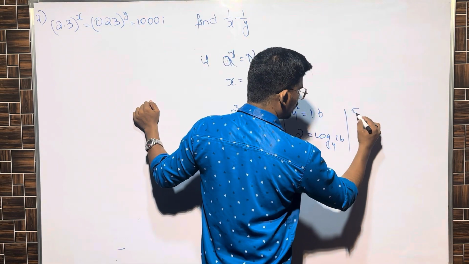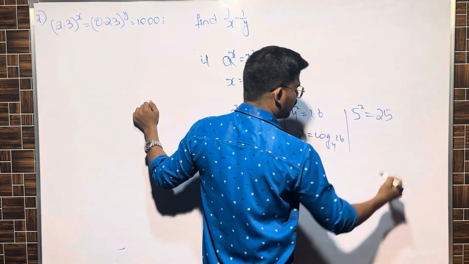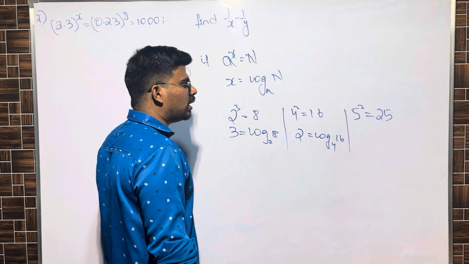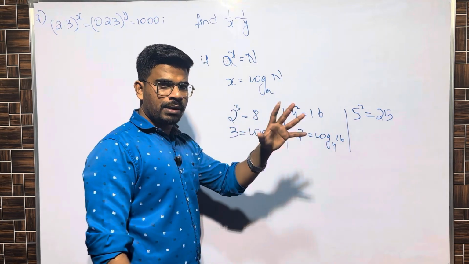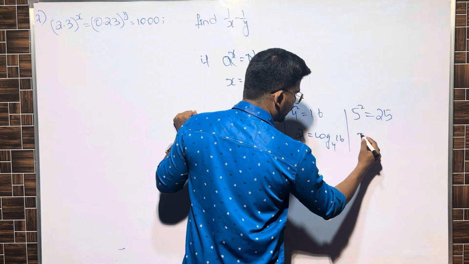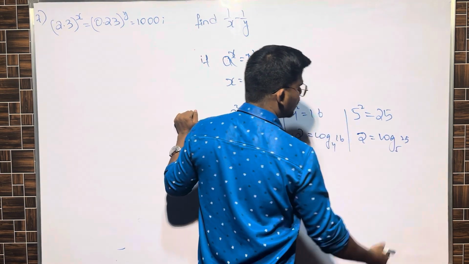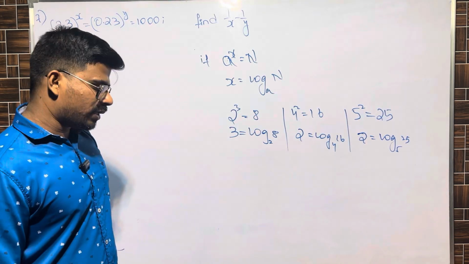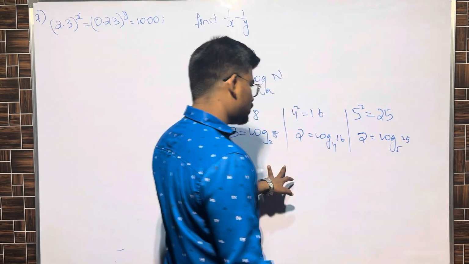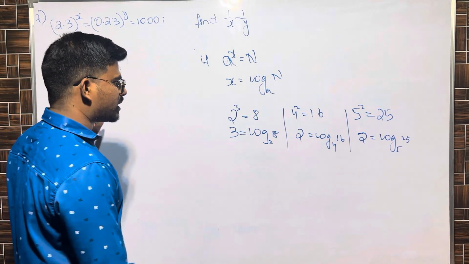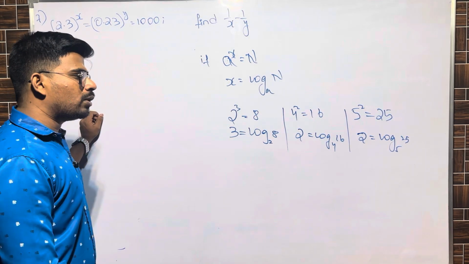Now 5 square is equal to 25. I assume that before I tell the answer for this question, you must have imagined what the answer is. So here it is 2 is equal to log 25 to the base 5. Keep this in mind. This is one thing which you have to understand. One more basic thing which you have to understand is the value of 3 is log 8 to the base 2.